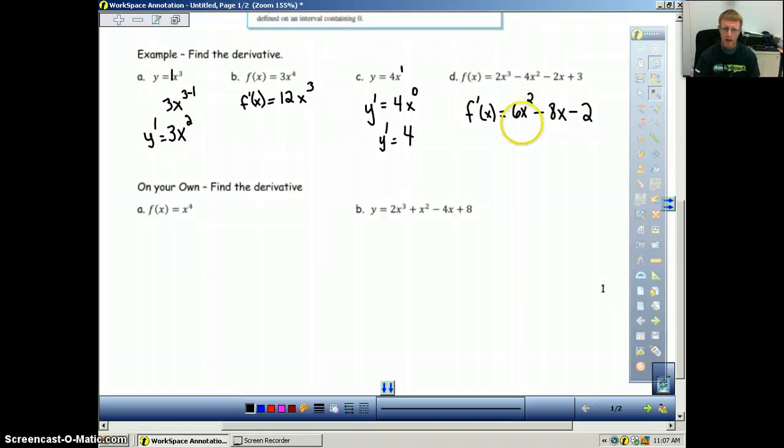Okay, so again, you're using your power rule all the way through. 3 times 2 is 6, lower the power by 1. 2 times 4 is 8, lower the power by 1. 1 times 2 is 2, lower the power by 1, which gets rid of it, and then the derivative of a constant is 0. Okay, so that is basically all we're really worried about covering for this first part.